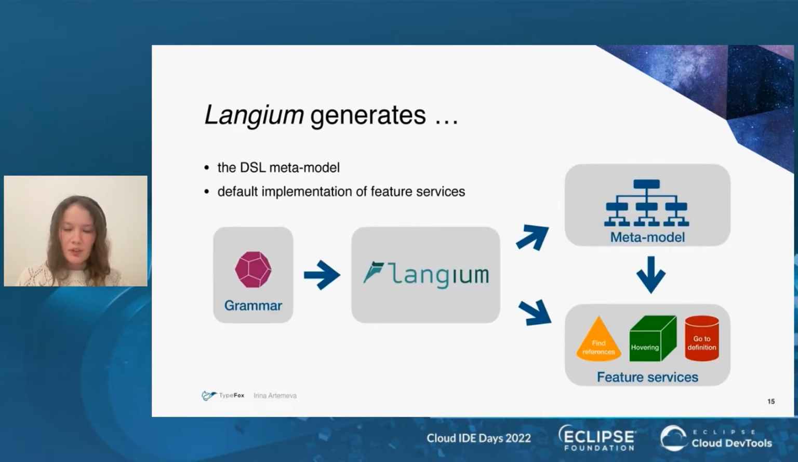Langium takes your DSL as an input and generates a metamodel. It's some internal representation of your DSL, and basically it's a typed abstract syntax tree that in addition has a bunch of functionalities to navigate and process the abstract syntax tree. Then Langium generates feature services based on this metamodel.